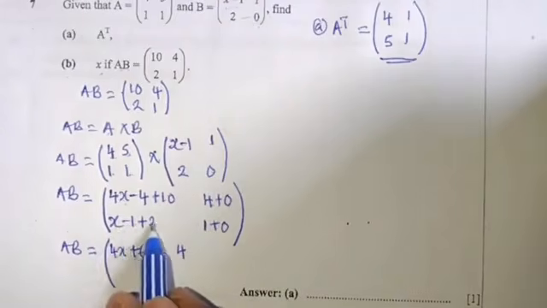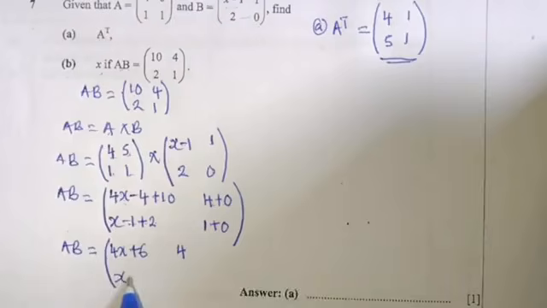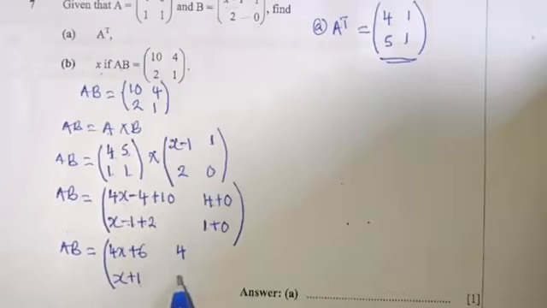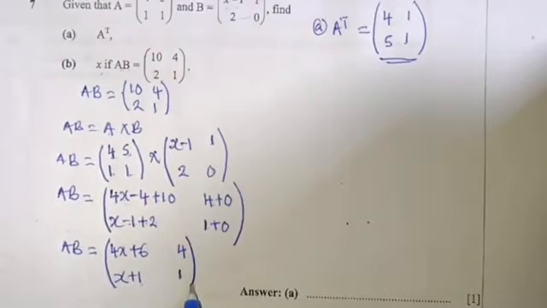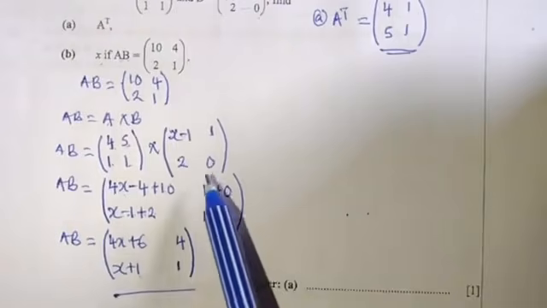x minus 1 plus 2. So x, negative 1 plus 2, we have x plus 1. Okay, because negative 1 plus 2 is a positive 1, and 1 plus 0 is a 1. So this that we have found is the matrix AB. Then we need to go back to our question.